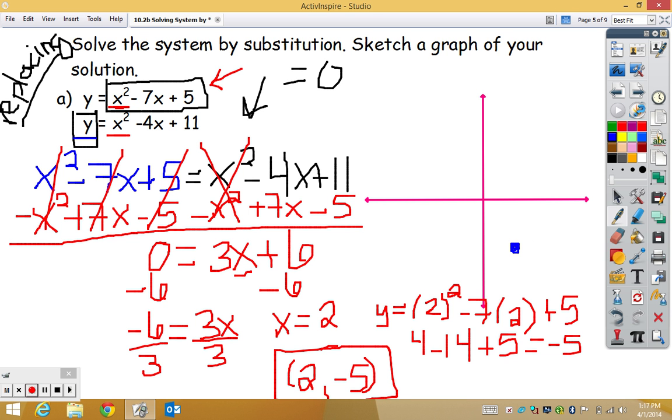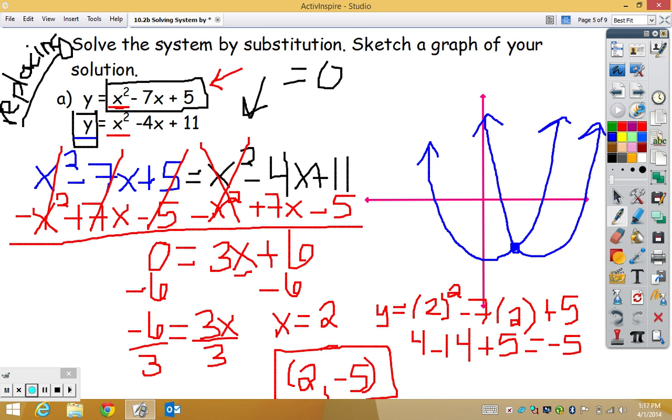Okay. So then, both of my parabolas open up. I'm just going to draw one parabola that intersects here, and then I'm going to draw another parabola that intersects, but it's not going to intersect the other parabola again. Again, this is just a sketch, so I don't want anything super accurate. And again, my solution is (2, -5).